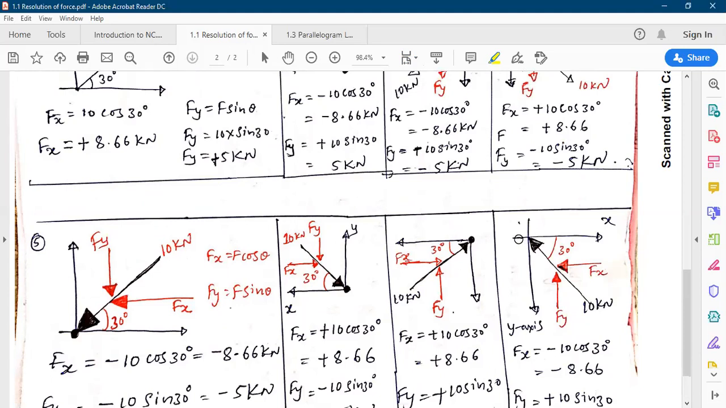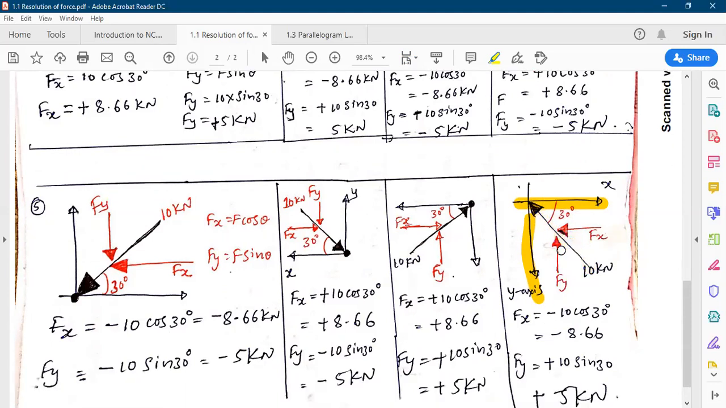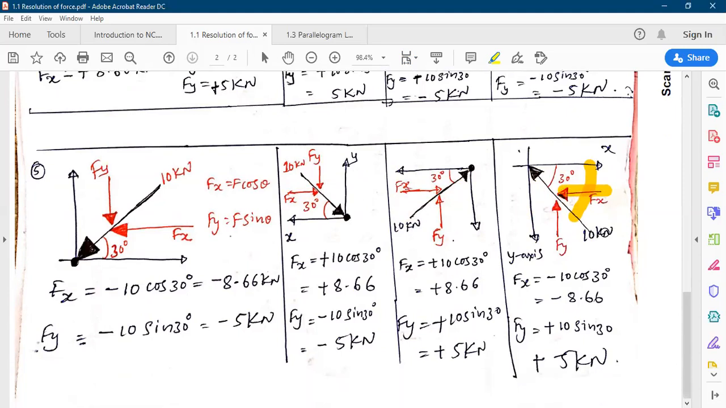Similarly in this problem, here this is the x-axis and y-axis. The force is acting towards the point. The angle of inclination is 30 degrees. Project this force onto the x-axis. The x-axis shows that the force is acting leftwards. The x component of the force is acting leftwards, and the y component of the force is acting upwards. So leftwards is negative, upwards is positive. So these are the resolved components of the force shown in the figure.